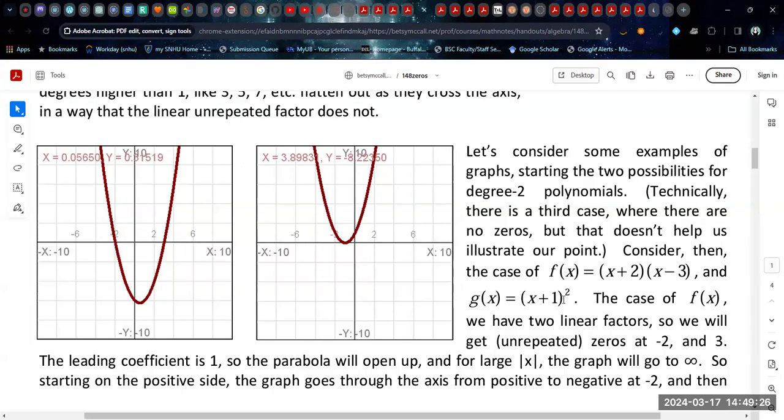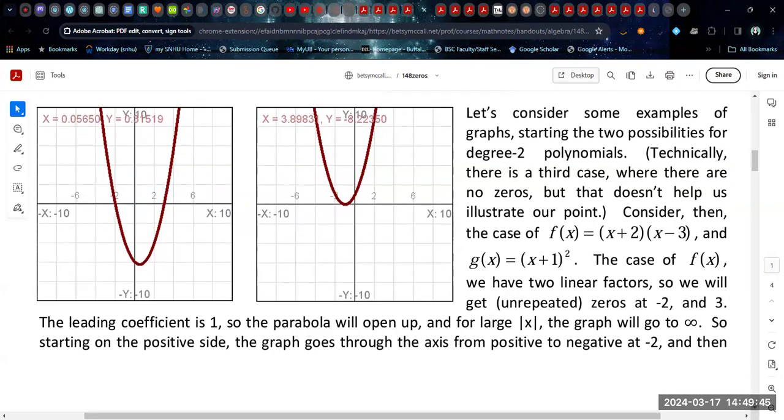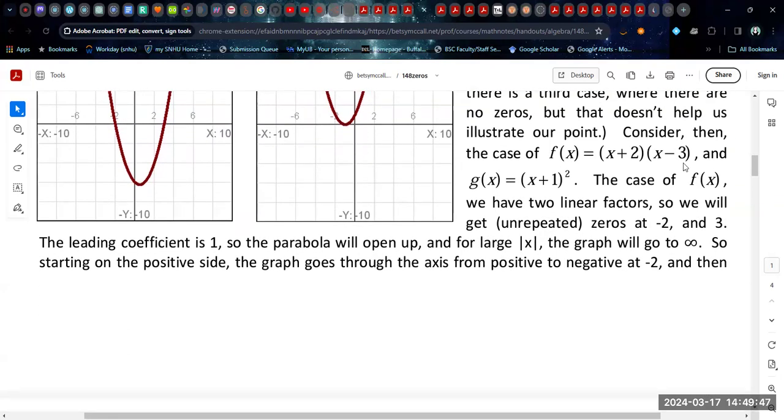Now, if I have a graph like x plus 1 squared, where I have a repeated factor, x plus 1 and x plus 1, then it's going to behave like the quadratic when it hits the axis. It's going to come down, and then bounce back off again. It's not going to go through the axis. When we have these repeated factors, we're always going to get some kind of behavior like this.